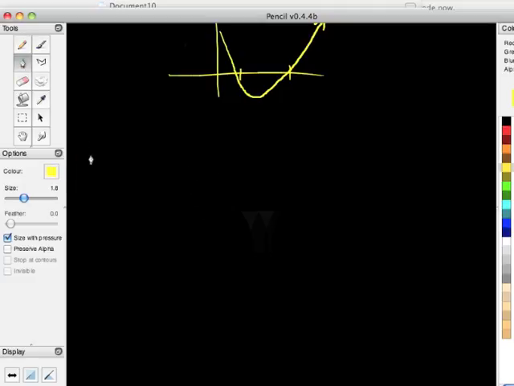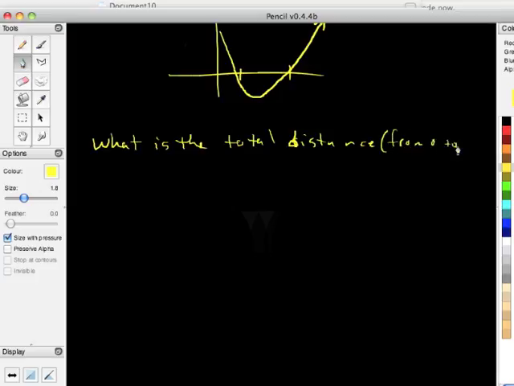So we have, what is the total distance that the particle travels? And I don't want simply the displacement. Well, remember, it turns around at 2. Oh, and this is from 0 to 6.